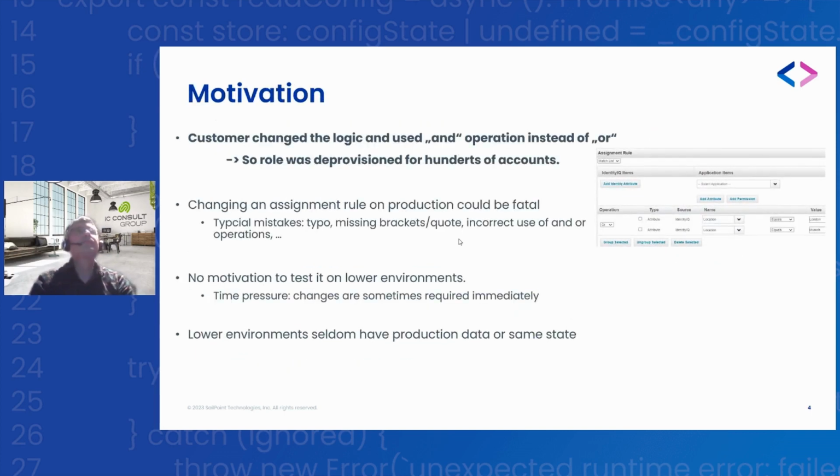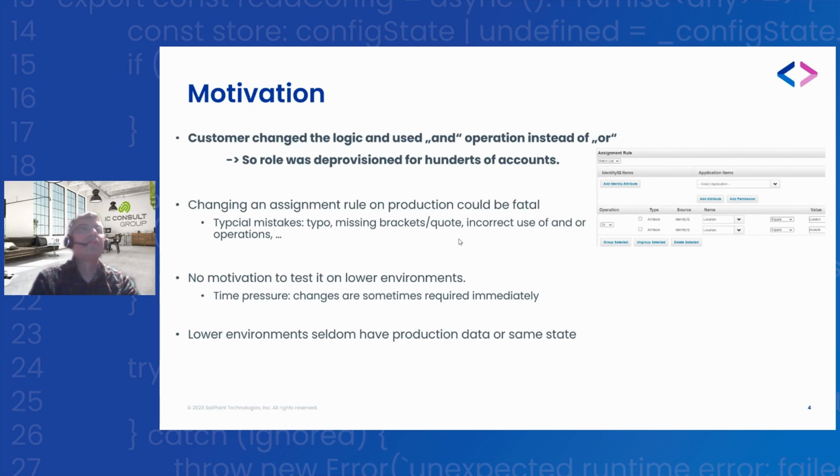That's for the introduction. Yeah, the motivation and why we built this feature is, if you change assignment rule on a role, you actually don't know what will be the impact, and you don't know which users will get assigned the role, the permission, and which users will lose the role. And yeah, the trigger for that was actually one customer where the customer changed the logic and used an AND operation instead of an OR operation. And the impact was that hundreds of accounts got deprovisioned that permission. And imagine that was not so funny.